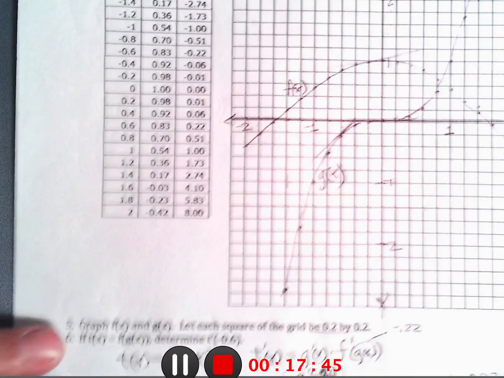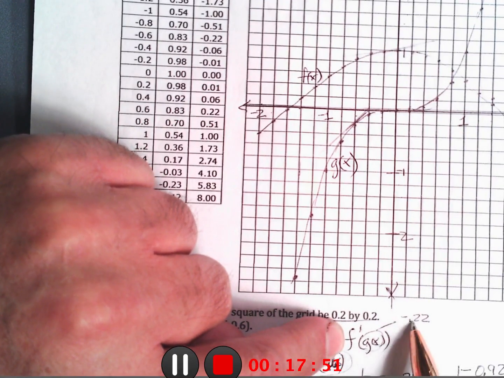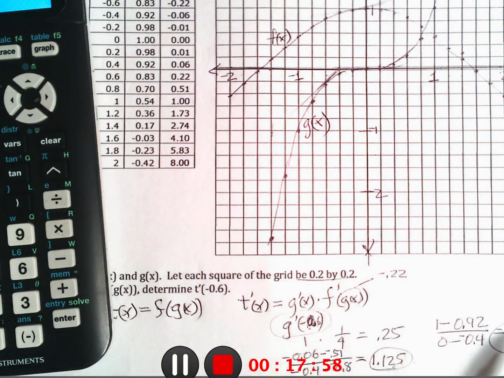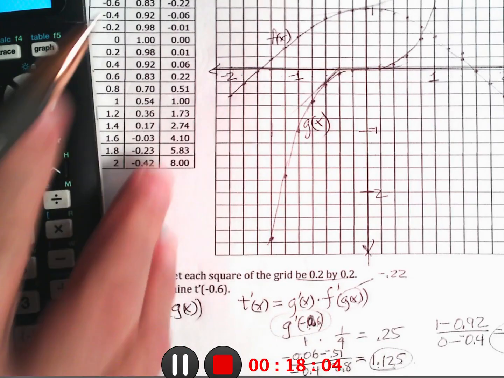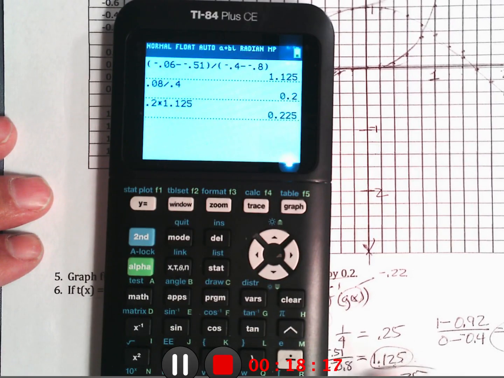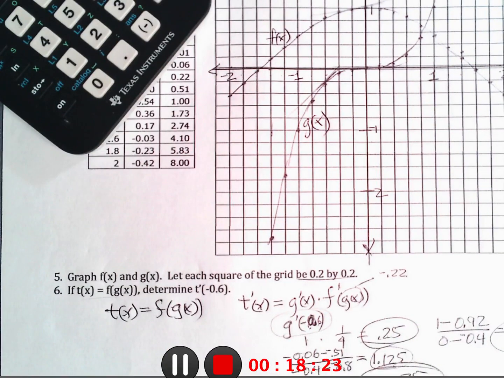So I've got to take this g prime times f prime at negative 0.22. We estimated it to be 1/4. This says 0.2, 0.25. This we estimated at 1. It was 1.1. We get 0.2 times 1.125, and we get 0.225 using the central difference, using eyeball on the graph. So we got somewhere in there, about 0.23, 0.24. Okay, both of them are estimates.